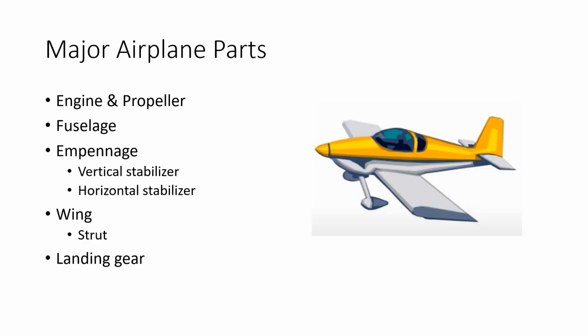Let us look into the major airplane parts. First one is the engine and propeller, which is at the front of the airplane. Then the fuselage, the whole middle part where the passengers sit. At the tail, there is a vertical part which can tilt side to side, called a rudder, and there is a flat horizontal part that can go up and down, which is called the elevator. Then we have wings. Sometimes they have struts to support the wings. Then there is the landing gear, including wheels at the bottom.